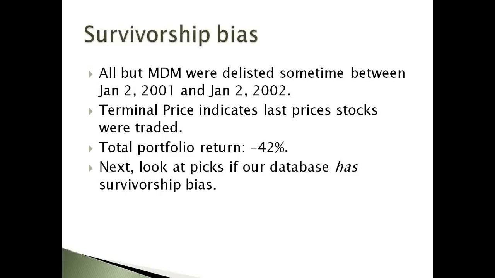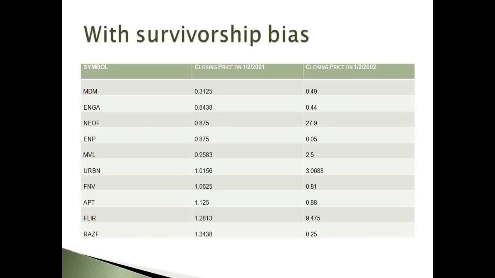But next we can look at our picks if our database does in fact have survivorship bias. That is to say, we have a bad database. This database only reflects the stocks that survive until today. It does not contain Nortel and WorldCom and so forth. Well, this is the table for that stock selection, and you can see that 9 out of 10 of those stocks are different. The strategy picked completely different stocks based on this new, bad database. And for this stock selection, you can find that their closing prices are generally higher. A good number of them have share prices greater than $1 at the beginning of 2001.